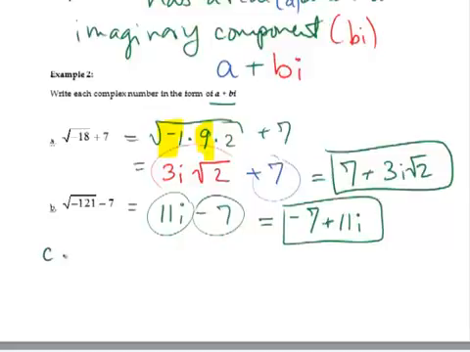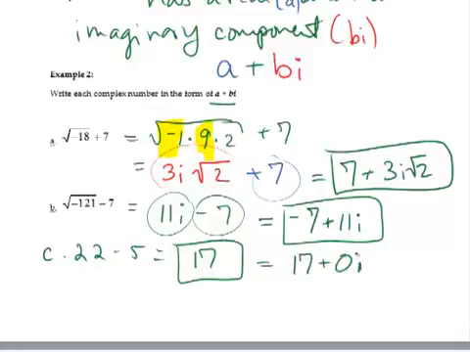Sometimes you simplify numbers, like let's say you have 22 minus 5, and your answer for this one comes out to be 17. There is no imaginary component. This is just the real component, the a. That's fine. It could also be written as 17 plus 0i, just to show that there is no imaginary component to it. Either answer is correct.